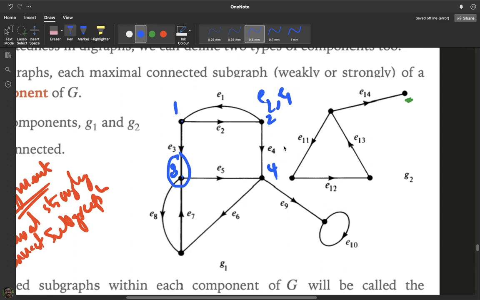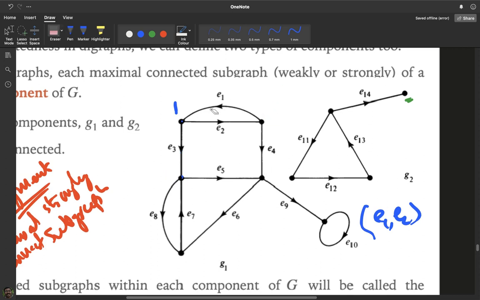And similarly, 4 can also not be part of a fragment in which 2 is lying. So the maximum possible one is only this one, which contains 1 and 2, which means one fragment is actually E1 and E2. So this is one fragment in the first graph. If you see, 3 cannot lie in the fragment in which 1 is lying because I can't go from 3 to 1. Okay, so we can look for some other fragments here.